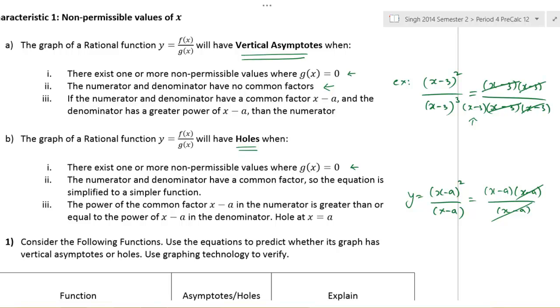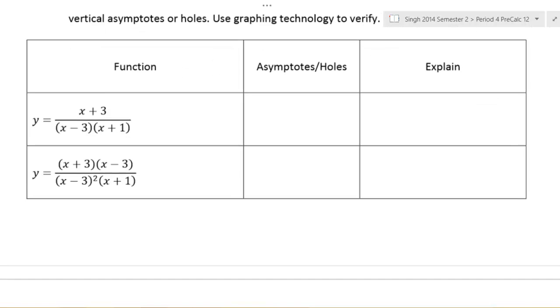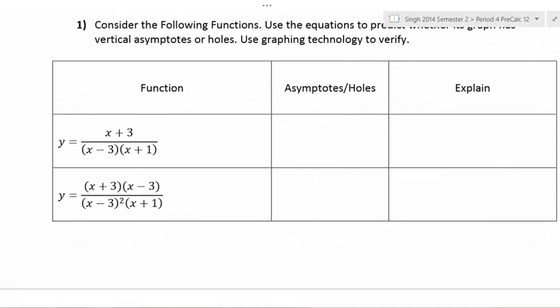Let's look at some examples here. Okay, here are our first examples. I've already factored these out for you. So let's take a look at the first scenario. I have two factors, x plus 3 and x minus 3 at the top, and x plus 1 at the bottom. You'll notice that I have no common factors here. No common factors.